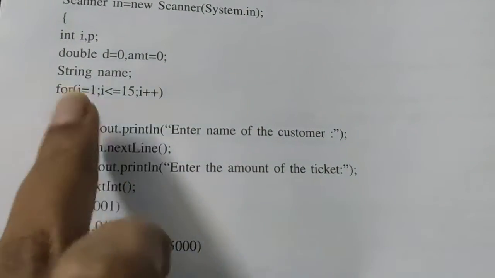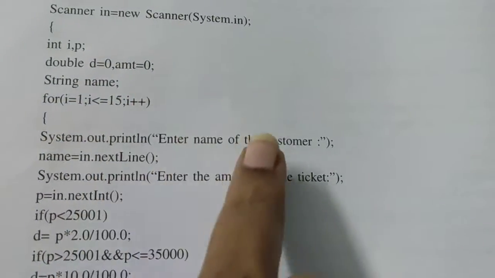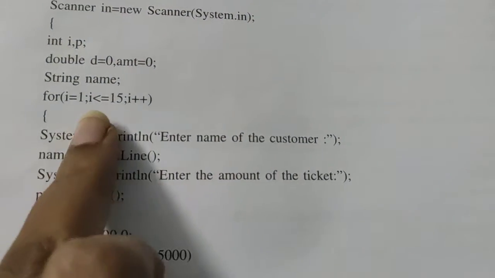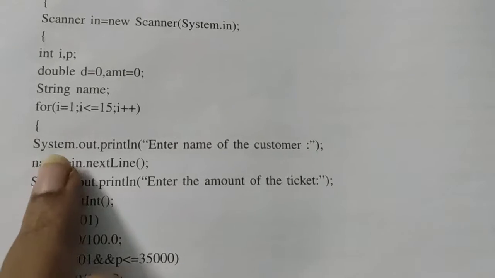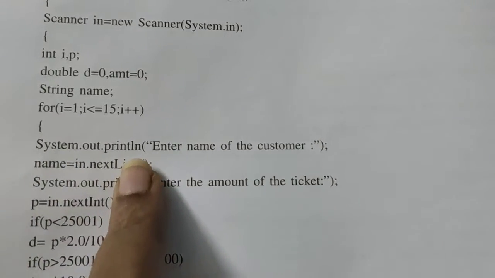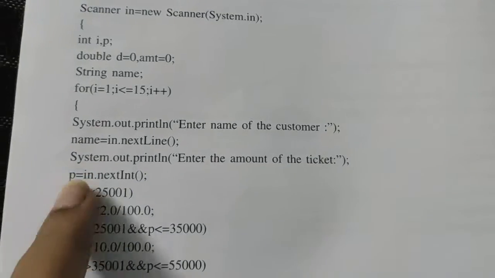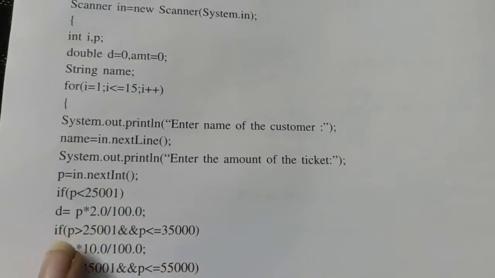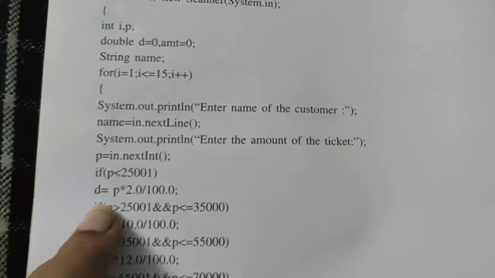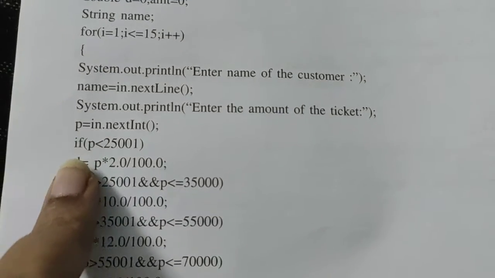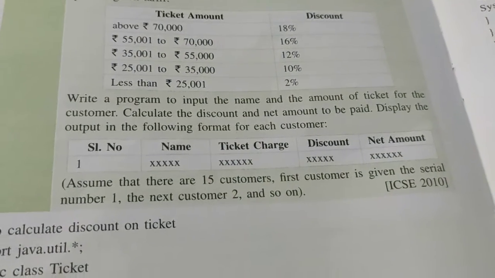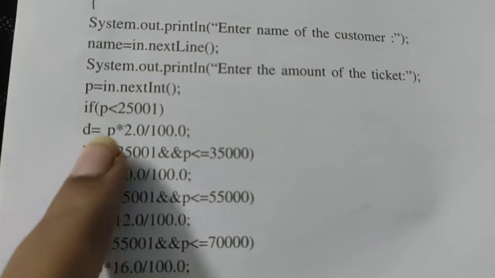So first you are going to have 15 iterations to get 15 customers' details. That's why they have given here 15. So in system.out.println, they are asking the customer's name and getting it in the name variable. Similarly for the ticket amount and keeping it in the P variable. And see here, they are checking the tariff they have given here. According to that they are checking.